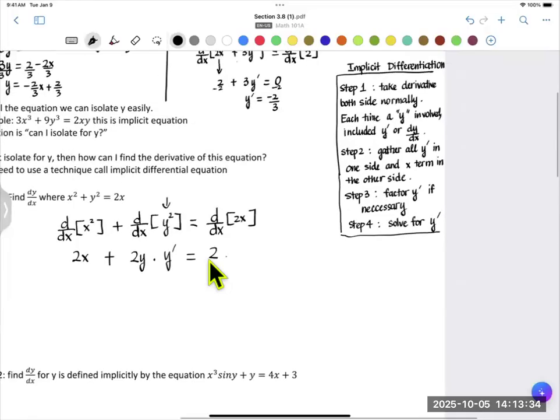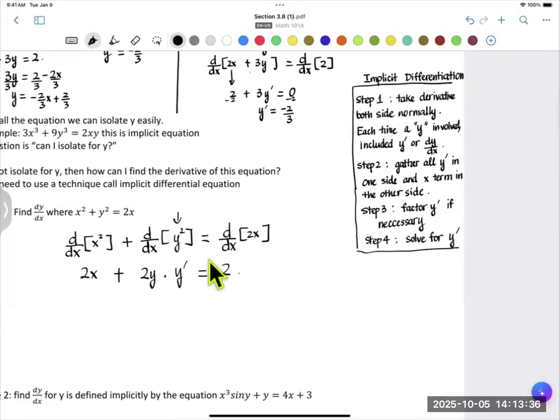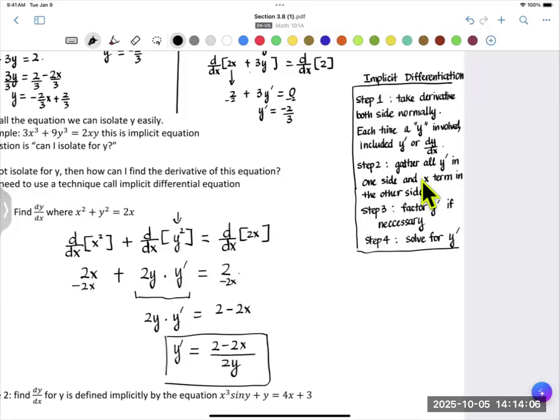Now on step 2, it says to gather all the y prime terms on one side. So this is the term that has the y prime. I'm going to keep that on one side, and we will have 2y times y prime equals 2 minus 2x, subtracting 2x on both sides. Then our y prime will be 2 minus 2x over 2y. Okay, this is going to be our derivative found implicitly.